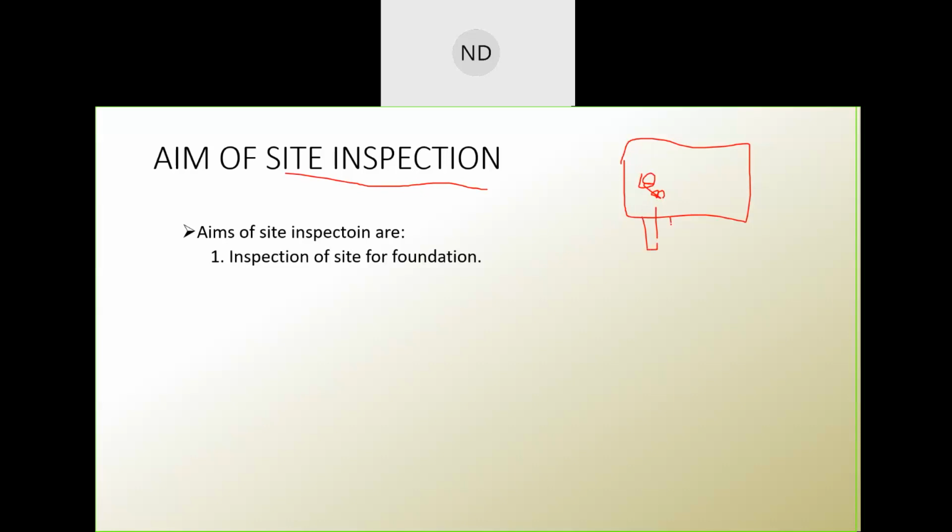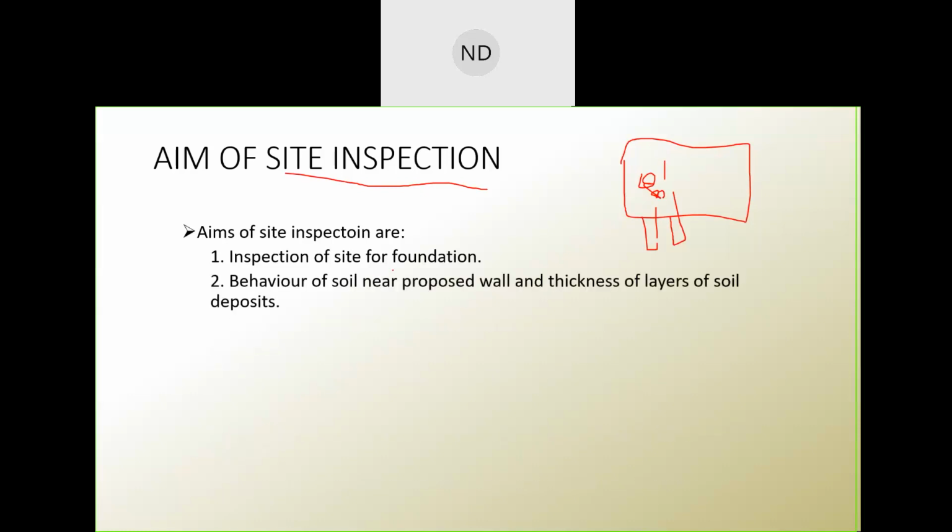What are the different types of foundation, which type of foundation you can make, you will understand that once you visit the site, whether you want strap footing or mat footing foundation, what kind of foundation will be better for your building which you're going to construct here in this field. Okay, so for that, site inspection for foundation is very important.